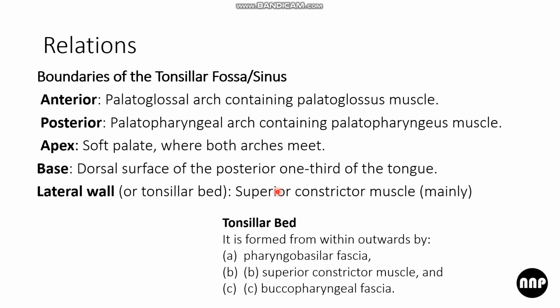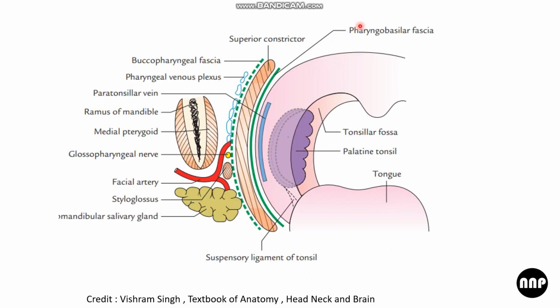We have the superior constrictor muscle mainly, and this tonsillar bed is formed from within outwards by the pharyngobasilar fascia, superior constrictor muscle, and buccopharyngeal fascia. Then there is the fibrous capsule, attached to the tongue by the suspensory ligament of the tonsil, from which this tonsil is attached. This is the tonsillar bed, this is the tonsillar fossa.